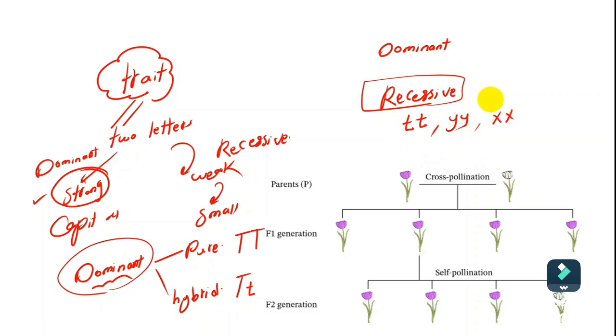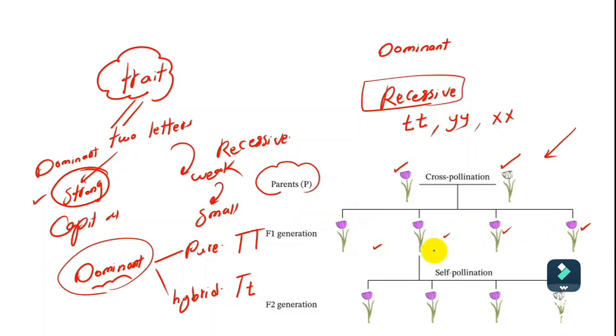So again, if we do this without using any symbols, we find that if the parents are, for example, violet and white, and all of the first generation is violet, this means that the violet one is the dominant trait, because it appears in the first generation by 100%.